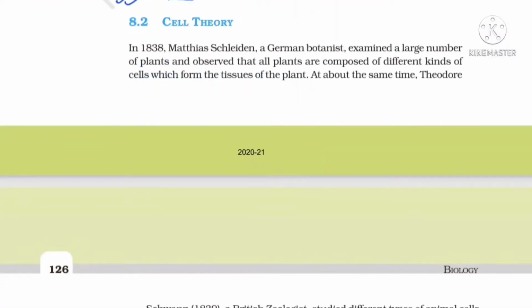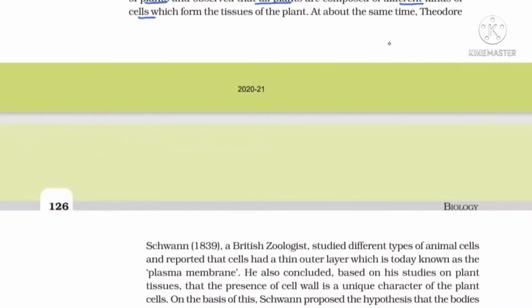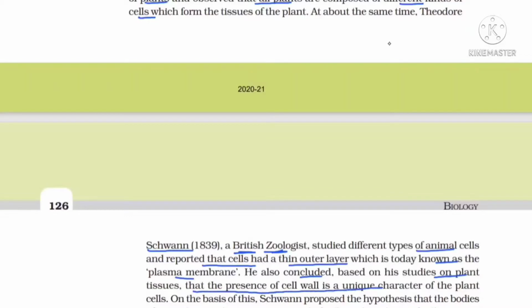Now cell theory. Here also you have to learn because they are asking questions. In 1838, Schleiden, a German botanist, observed plants and found that all plants are composed of different kinds of cells. Schwann, in 1839, next year, was a British zoologist. Schleiden was a German botanist and Schwann was a British zoologist who studied animals. He found that the cell has a thin outer layer, which is today known as the plasma membrane. He also concluded, based on these studies, that the presence of a cell wall is a unique characteristic of plants.